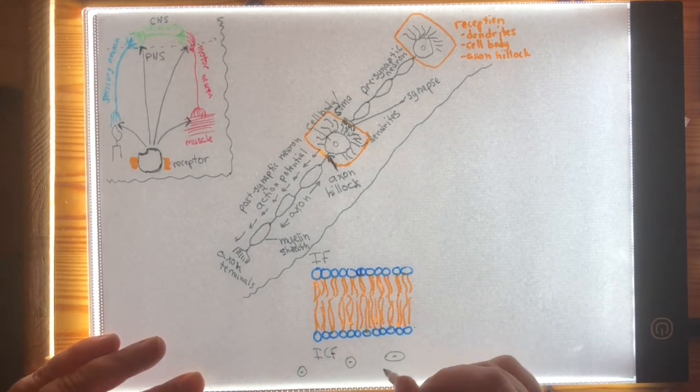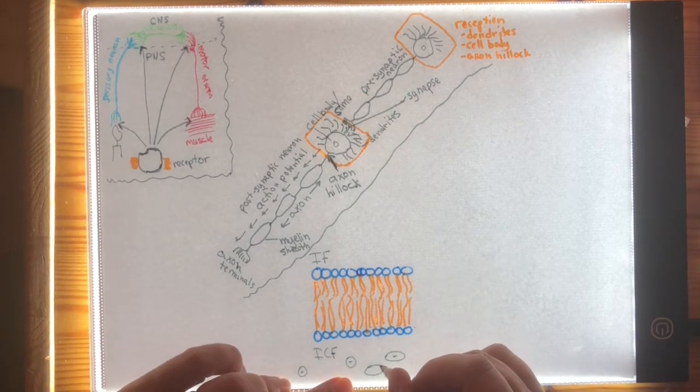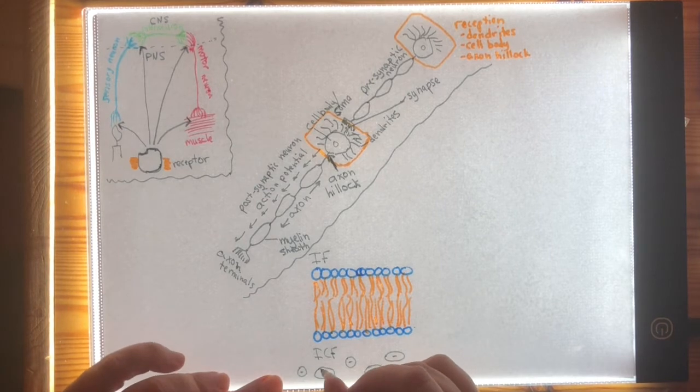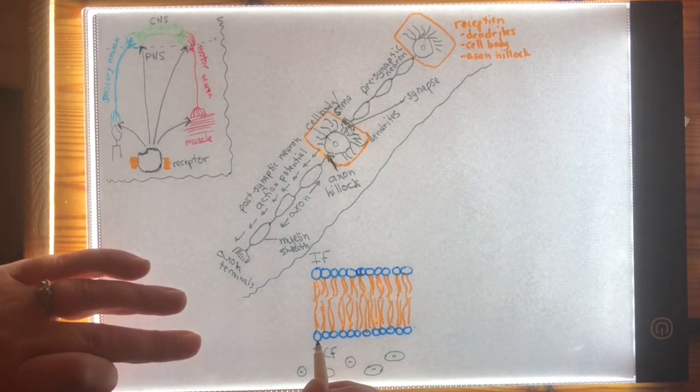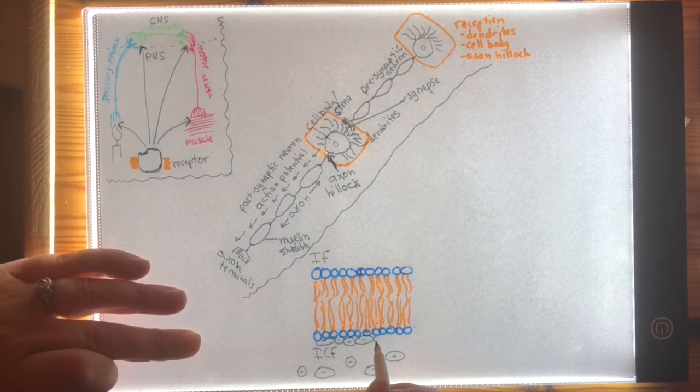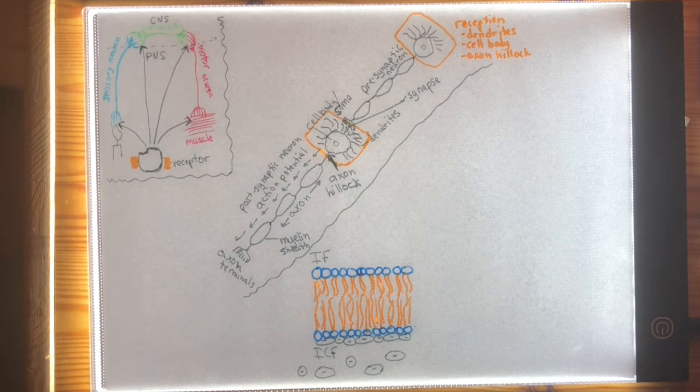The first thing I'm going to draw here is on the inside of the cell, we're going to draw a number of different negatively charged entities. Mostly this would be proteins and phosphates, negatively charged. And what happens is, and this is important for later, some of these negatively charged structures are going to line up on the inside portion of the cell membrane.